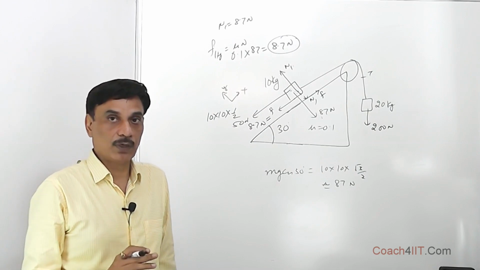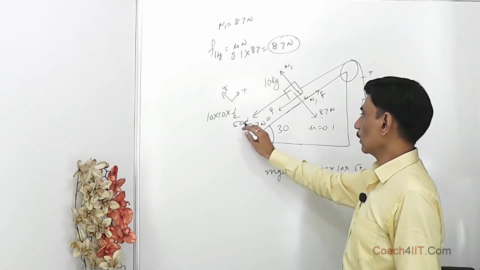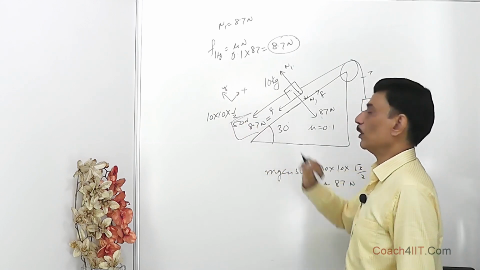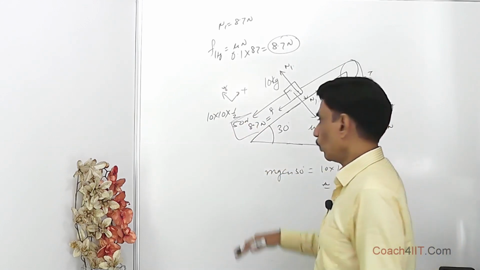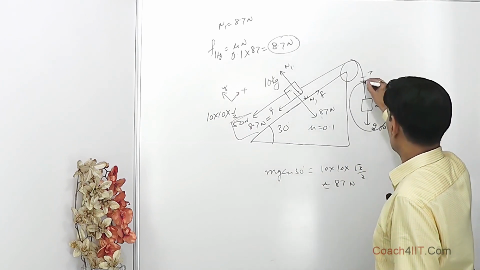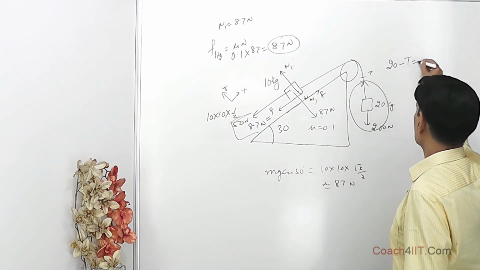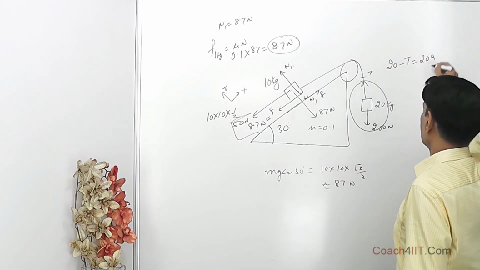So over here we observe that this side, 200 Newton, is good enough to overcome this 50 Newton and 8.7 Newton. It can easily overcome. So as a result, the system will be moving in this direction, and the equation for this block now will be 20 minus T is equal to mass 20 into acceleration.